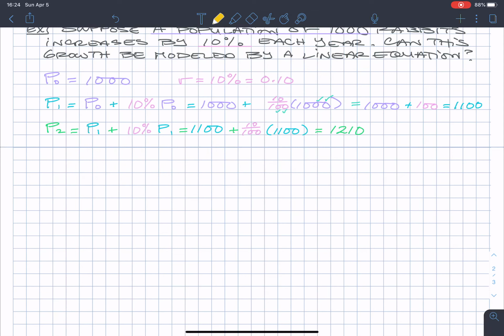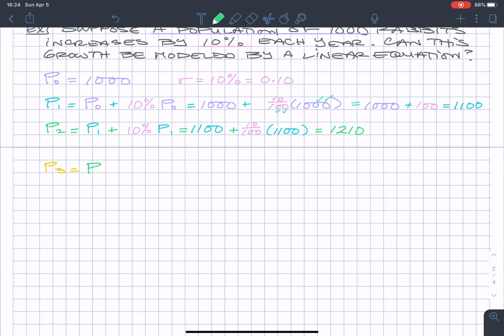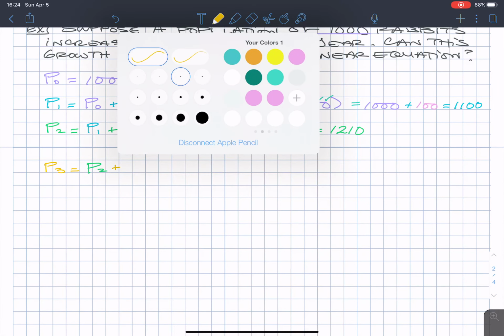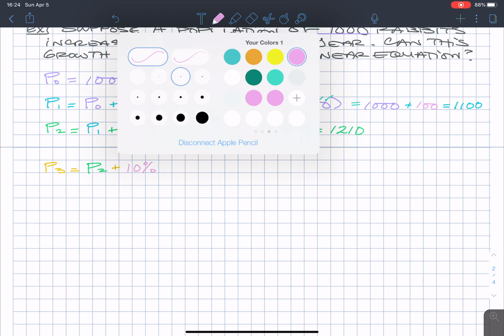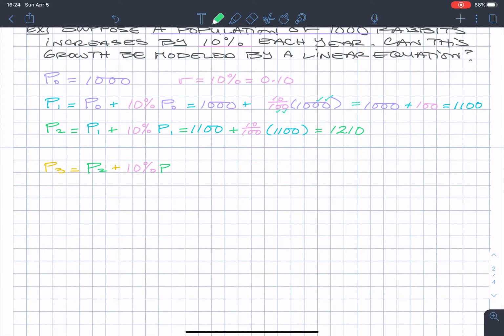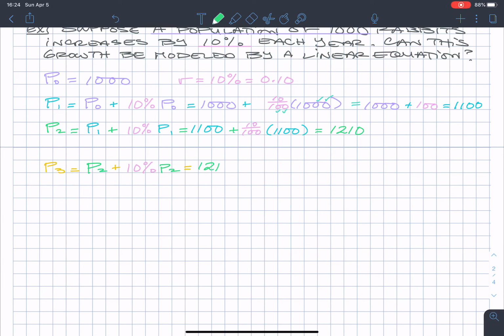Okay, so the third year, let's go down here, P sub 3 will be the second year, P sub 2 plus 10% of the second year, 10% of P sub 2, which is going to be 1,210 plus 10% of 1,210.